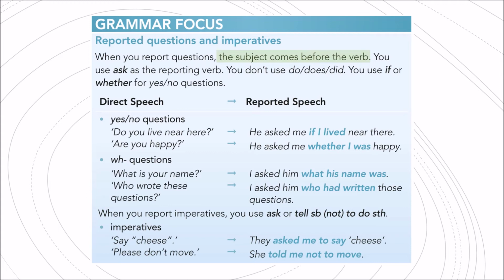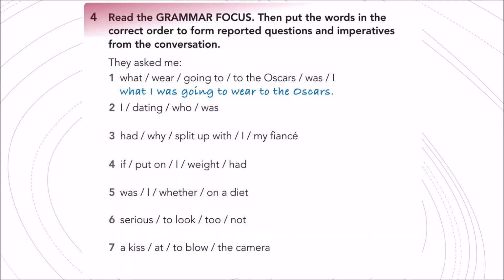And for the different types of questions, we have two different ways to report them. For yes-no questions, we have to use if or whether. For WH questions, we keep the WH words, but remember to change the order of words. And when you're reporting orders, you may use ask or tell someone to do something or tell someone not to do something. Let's consolidate these ideas with the following exercises.